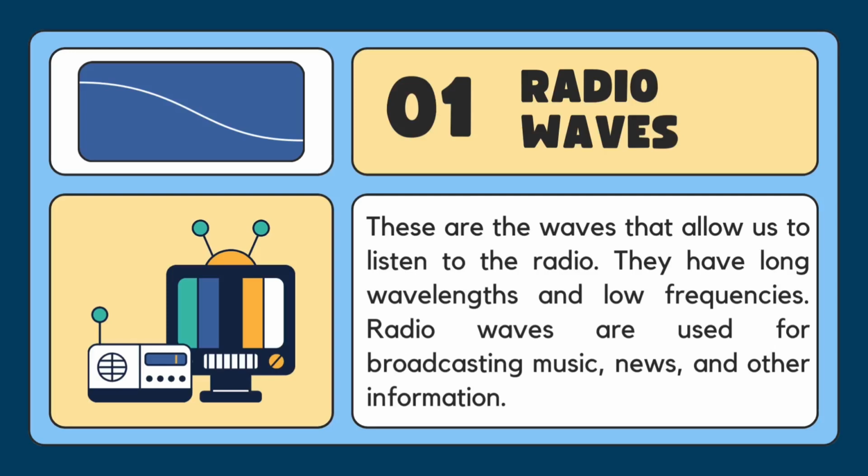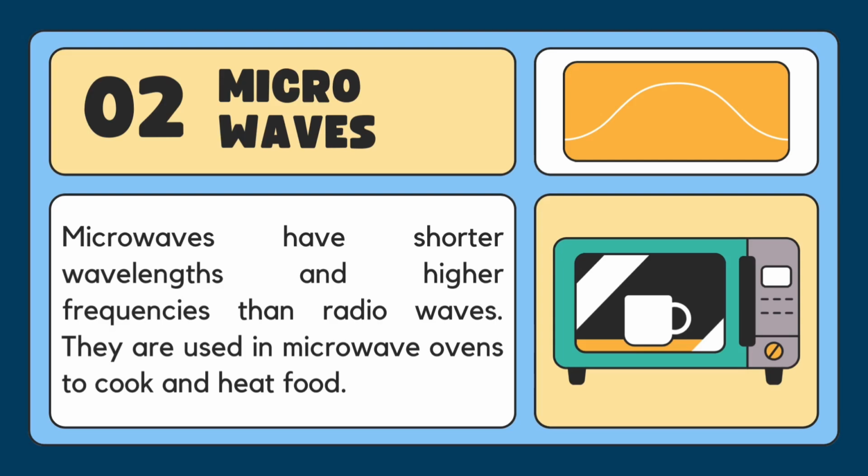Now let us define first the radio waves. Radio waves are the waves that allow us to listen to the radio. They have long wavelengths and low frequencies. Radio waves are used for broadcasting music, news, and other information. So meaning to say, radio waves are often used for wireless communication devices such as cell phones, walkie-talkies, satellite communication, and Wi-Fi. They are also used for broadcasting like radio stations, AM or amplitude modulation, and FM or frequency modulation.